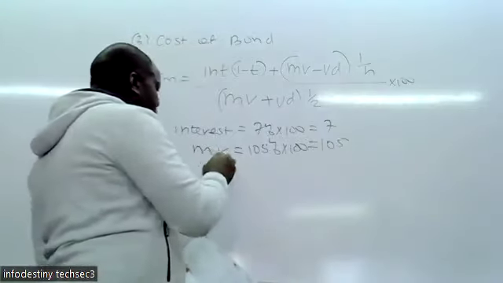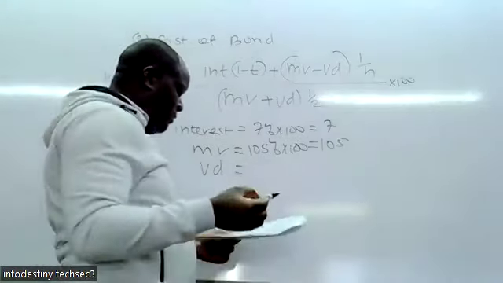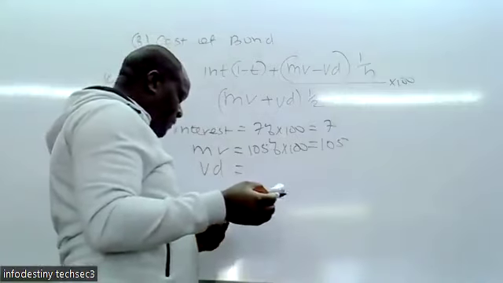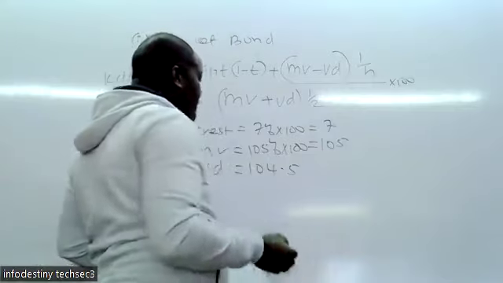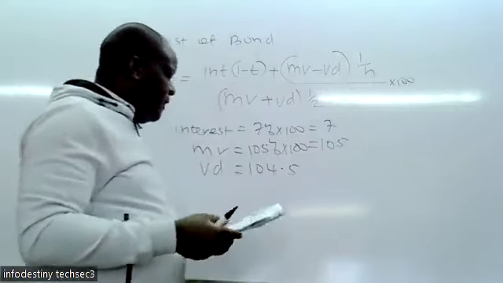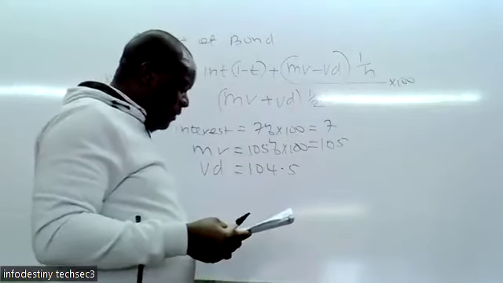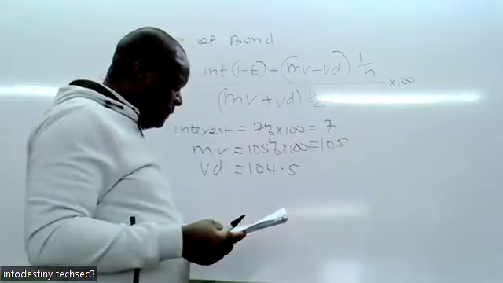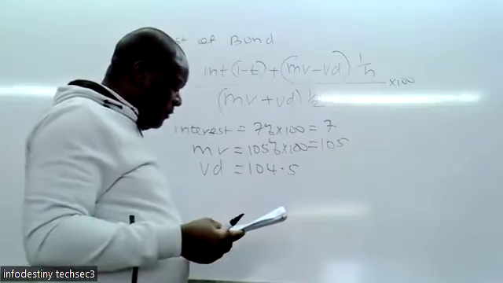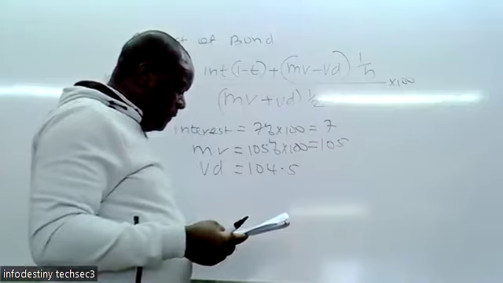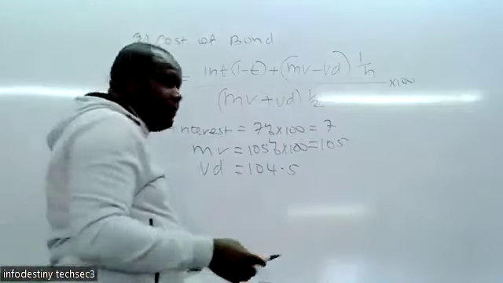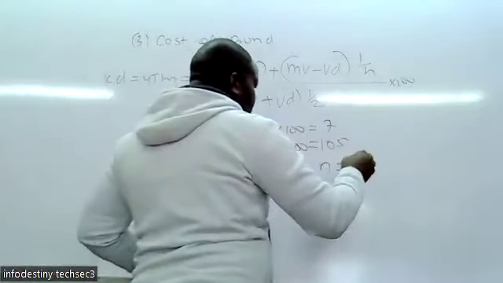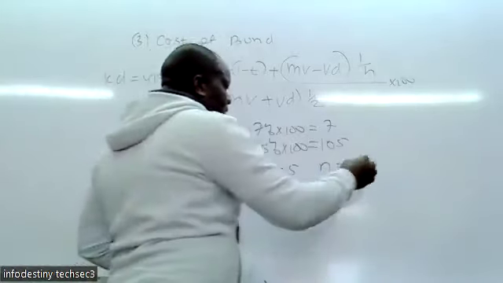Then the current value for the debenture was given. They gave you a figure of 104.5. Then you are also given N. N is the maturity period. So they gave you 6 years. So N has been given as 6 years.